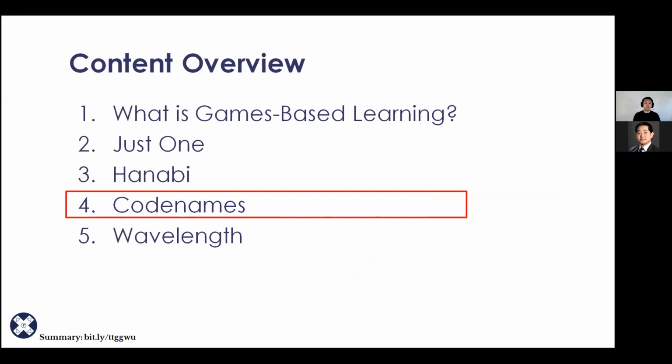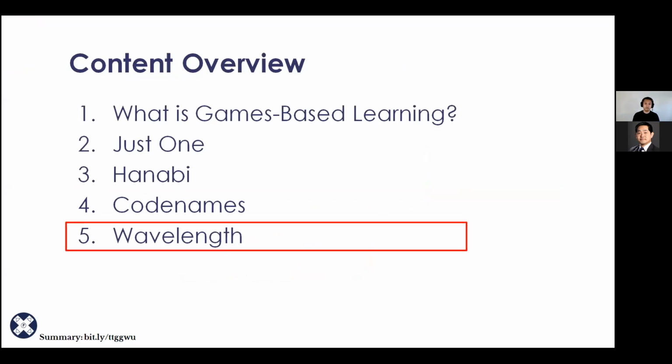All right, so back to our content overview. We're almost at the end here. We've talked about what is Gamespace Learning, Just One, and Hanabi. We just finished talking about Codenames. Up next, we're going to finish off with talking about Wavelength, one of the newest games to hit the scene.